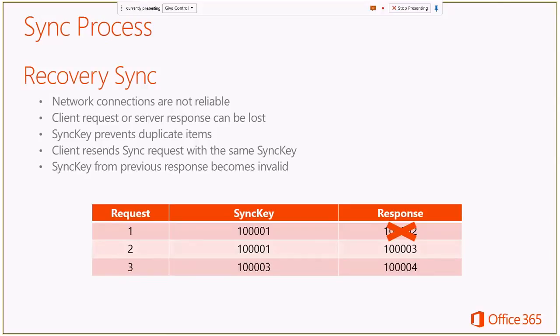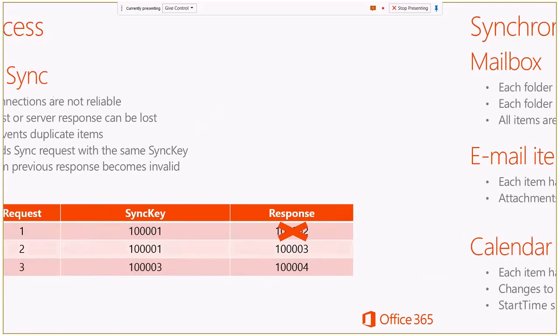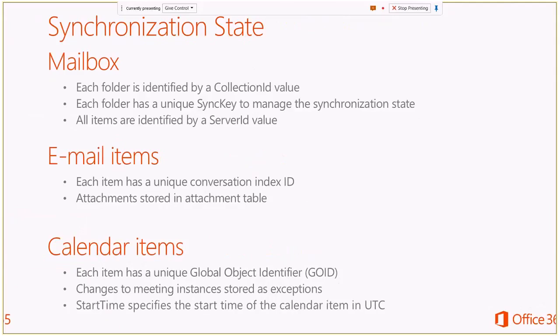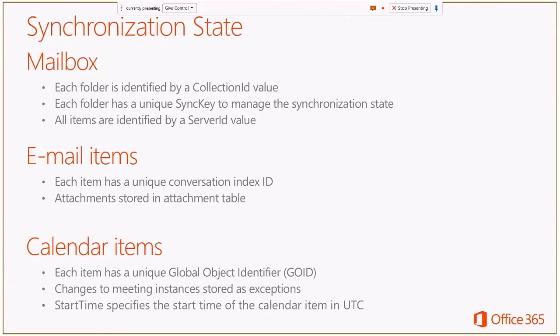So we also want to talk about the synchronization state. At a mailbox level, each folder is identified by its unique collection ID value, and each folder has its own unique sync key to manage its synchronization state. So you should never see collection ID 5 sending a sync key of 1 and also a collection ID of 3 sending a sync key of 1. Very rarely would you ever see that. That would take extreme circumstances to ever have the same sync keys. They have unique sync keys.